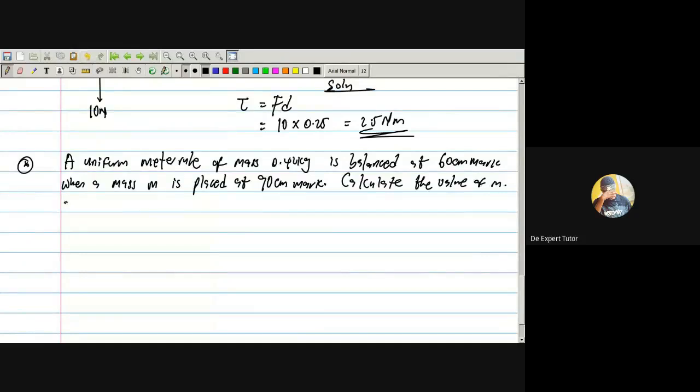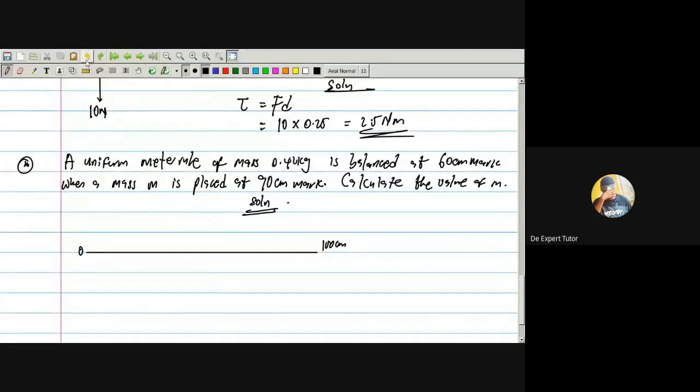If you need options, do you need options? I don't think you need it. Let us just solve the question. Solution. A uniform meter rule: if you hear the words uniform meter rule, it means the length is 100 centimeter, from 0 to 100 centimeter. They said the uniform meter rule has a mass of 0.42 kg.